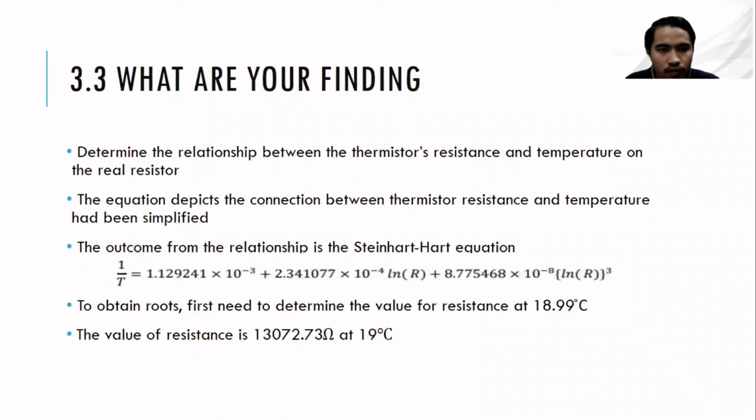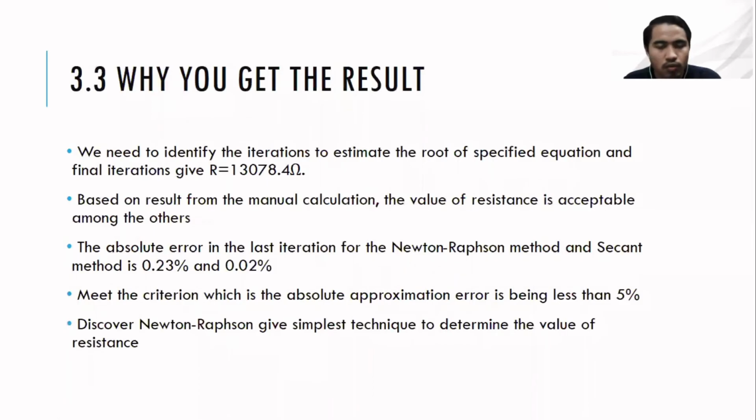So what are our findings? We determine the relationship between the thermistor resistance and temperature on the real resistor. The equation depicting the connection between the thermistor resistance and temperature has been simplified. The outcome from the relationship is the Steinhart equation, this is the equation. To obtain the roots, first we need to determine the value of resistance at 18.99 degrees Celsius, and we get the value of resistance as 13072.73 ohm.